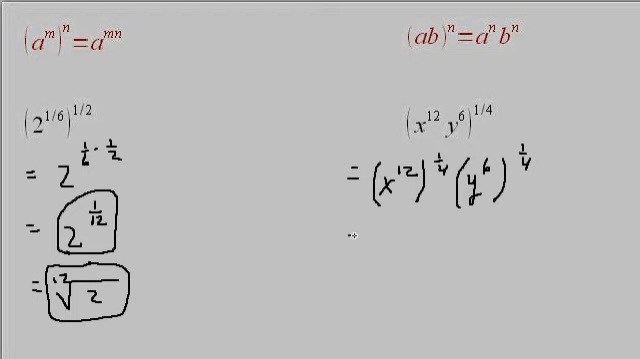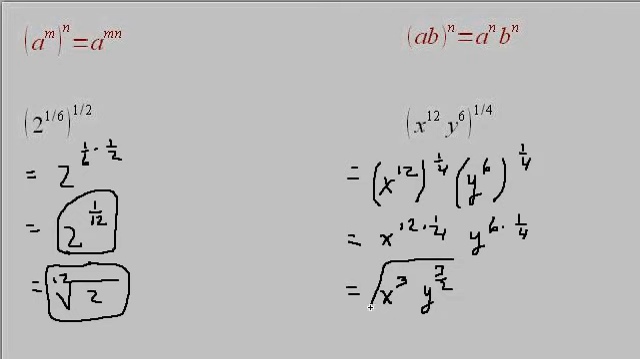So here we get x to the 12 times 1/4 times y to the 6th times 1/4. So 12 times 1/4, that's going to be x cubed. 6 times 1/4, that's going to be y to the 3/2. And this is our answer.